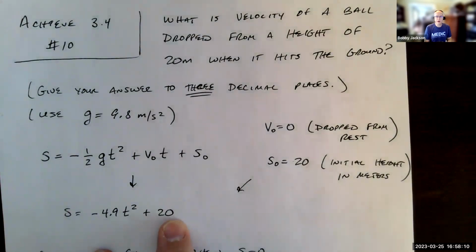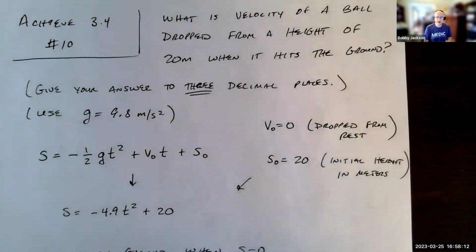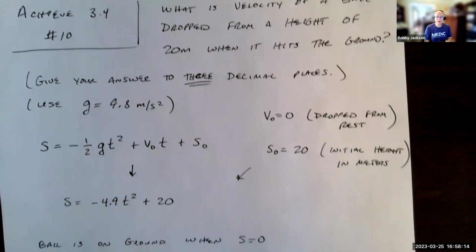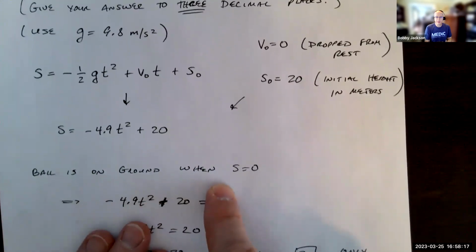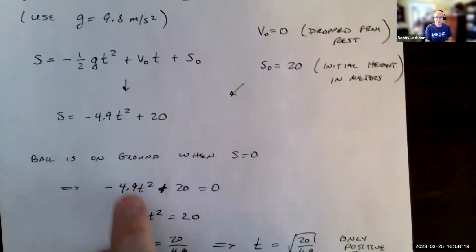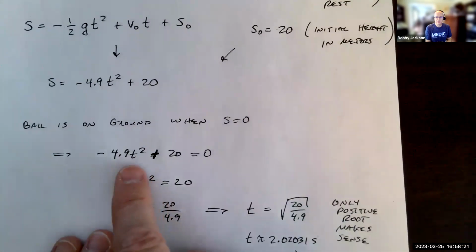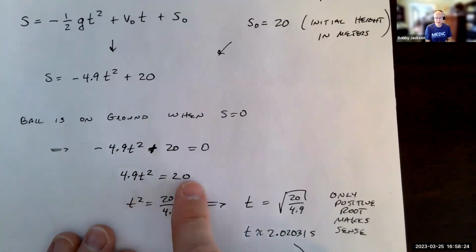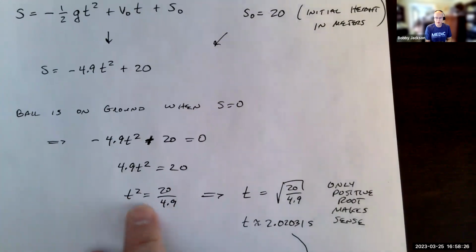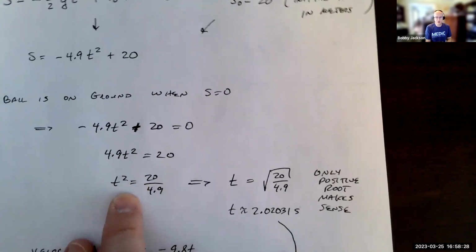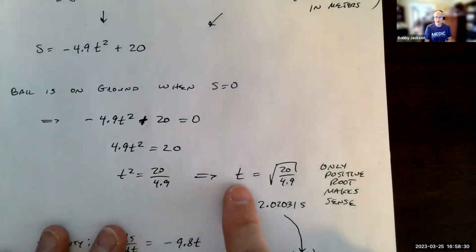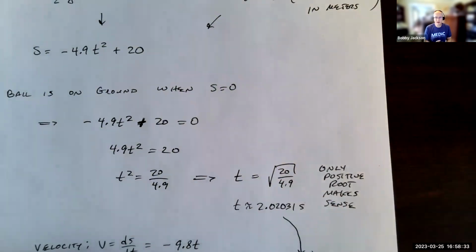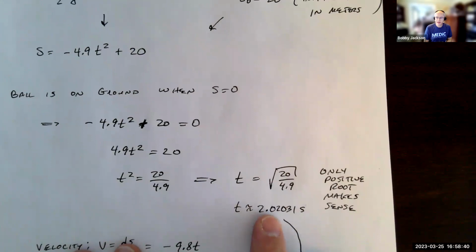And now we want to know, when does it first of all hit the ground? Well, when is the height equal to 0? Well, right, that's when the ball's on the ground. So I just set this equal to 0. So if this statement is true, then 4.9 t squared is 20. Dividing by 4.9, I get this, and then I can take the square root to solve for the time. I only need the positive root because time starts at 0 and then goes forward, so there's no negative time here. And this is the time that it takes, about just over 2 seconds.